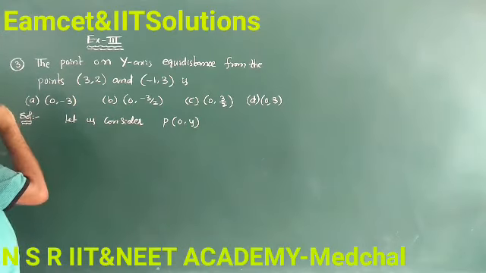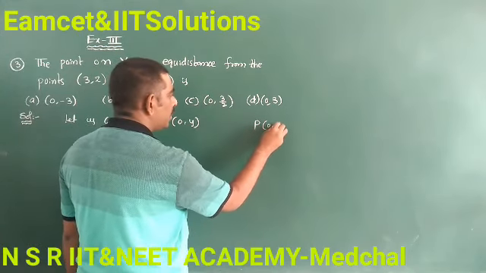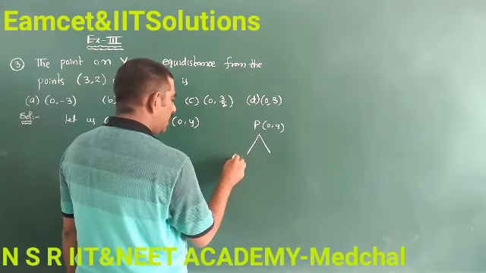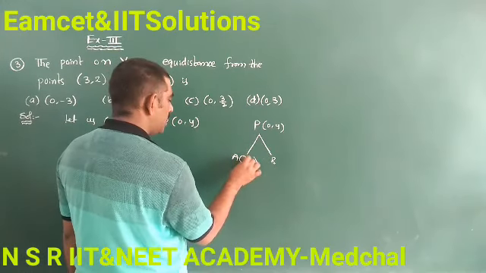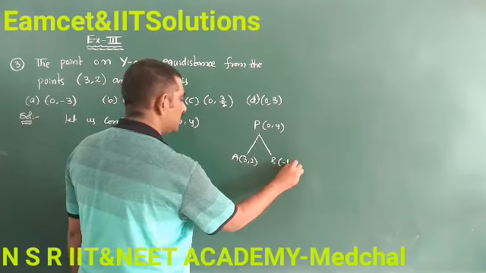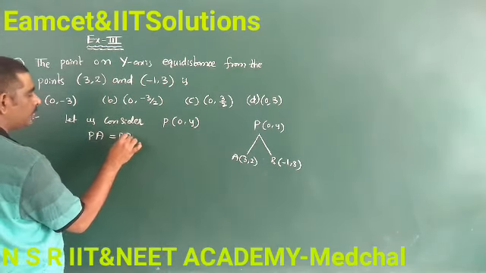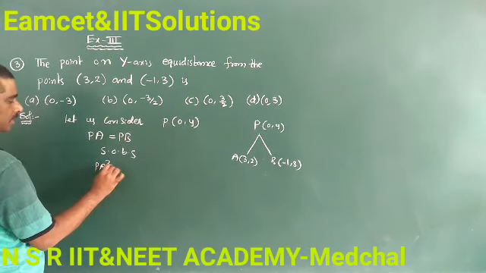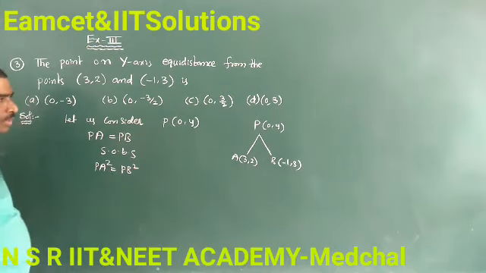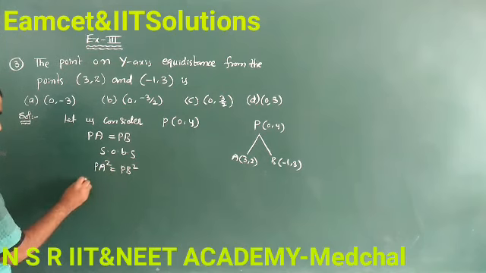We need the point at equal distance from A and B. So consider point P, and we have two points, A(3, 2) and B(-1, 3). So PA is equal to PB. Squaring on both sides, PA square is equal to PB square. First apply the distance formula for P and A. Already square is there, so the square root cancels.